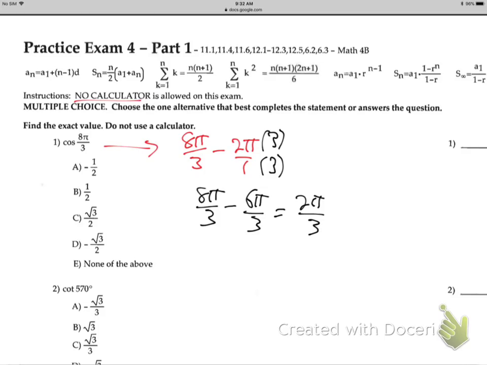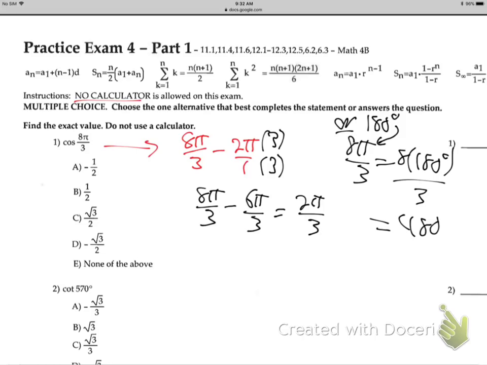Is that good? Like that? Mm-hmm. Or if you wanted, you could take the 8 pi over 3 and put in 180 degrees for pi. Remember, pi is 180. So it's 8 times 180 over 3, and that'd be 480 degrees. You with me? I'll show two different ways. You could just stay in radians, subtract one full circle, get a common denominator, get 2 pi over 3, and then go to the unit circle and find 2 pi over 3.